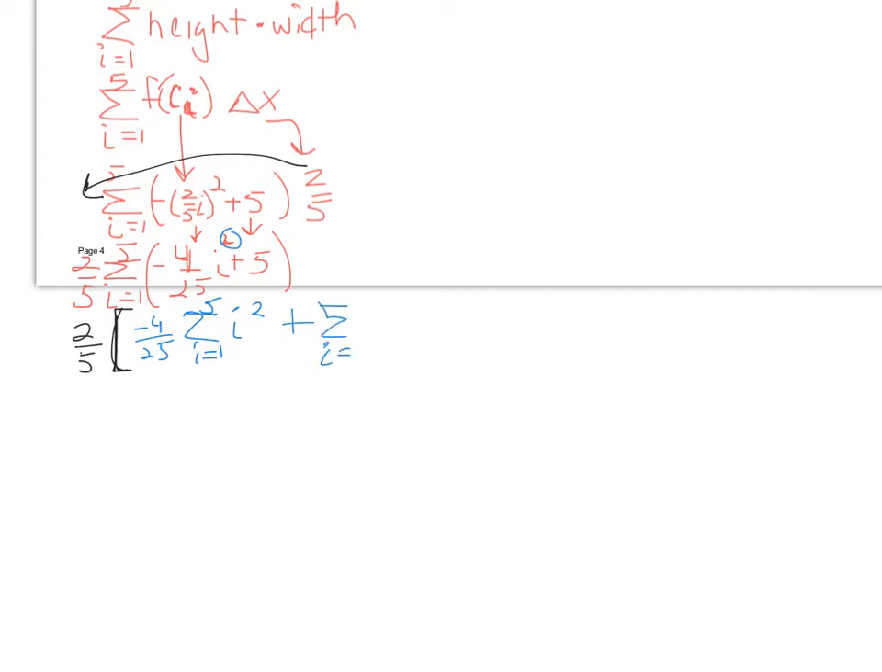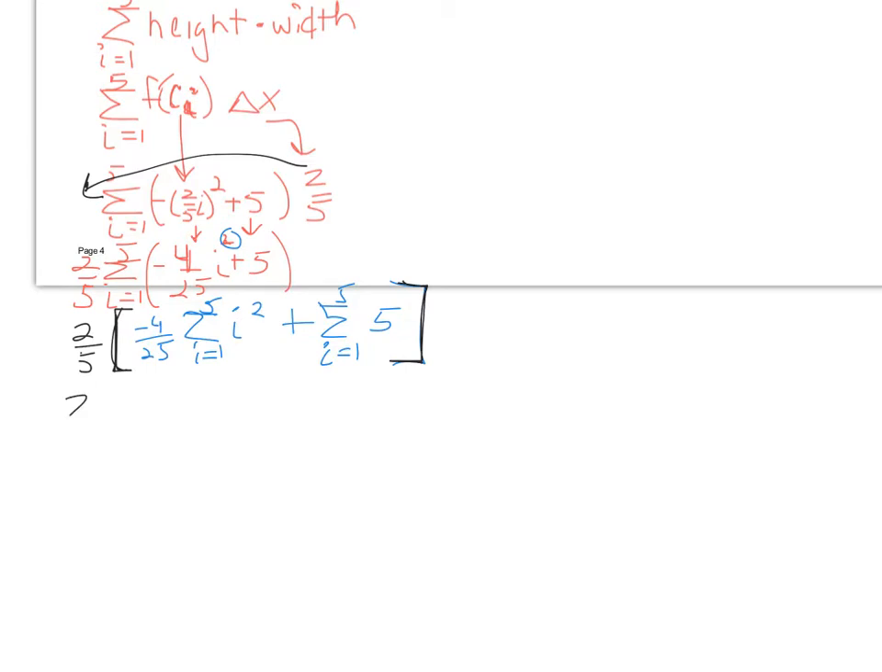Sorry, my sigma looks a little funky there. And it's just 5 for that part. All right. So now I'm going to make that black so it looks like it's all together. So I did formulas. I'm going to use formulas for each of these sigmas. I split up using my properties, my sum rules. Now I'm going to actually do the math with these.